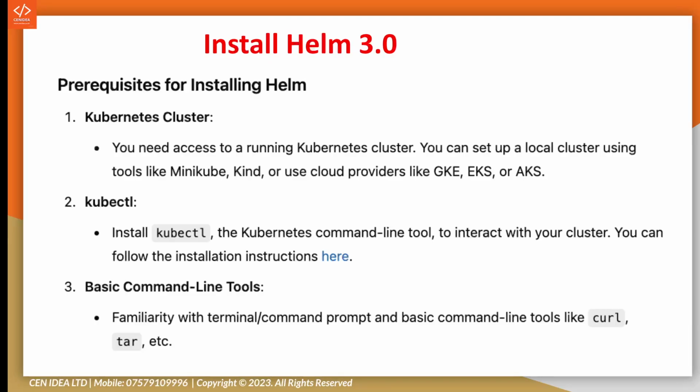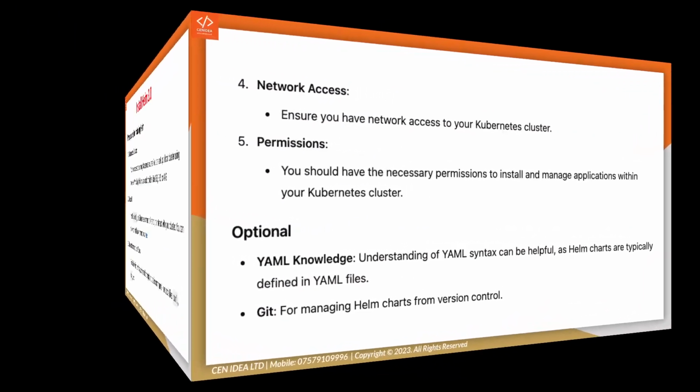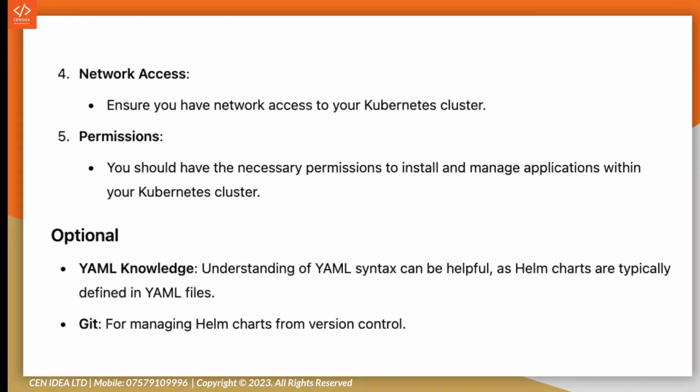And again, basic knowledge of the command line interface, like how to use the terminal, curl, and wget. Those are the basic prerequisites that you need. The fourth one, again, is network access. I want to believe that before you begin to talk about Helm, you already ensure you have network access to your Kubernetes cluster, and then obviously that you have the corresponding permissions to go ahead and deploy things.